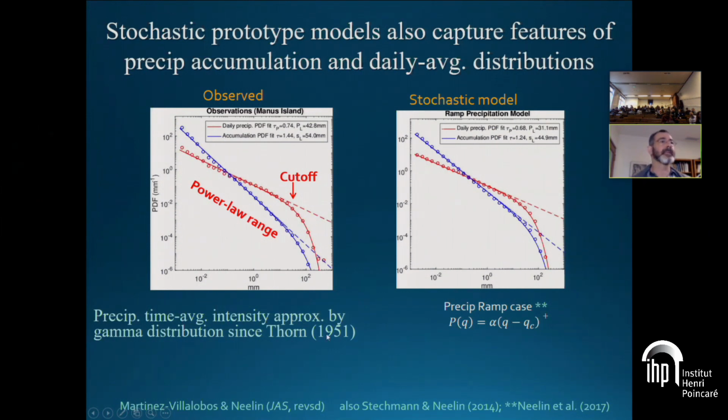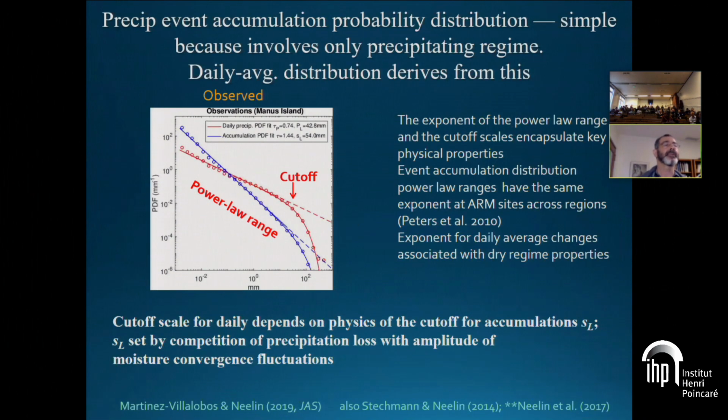Now, one thing to be said is that the precipitation time average intensity has been approximated by a gamma distribution for decades, starting with Thom 1951 was the earliest I could find. So as soon as this exponent is less than -1, you can use a gamma distribution, which will have the power law range and the cutoff. And what we're going to say is that that actually has physics to it, although in the time average, it's only an approximation.